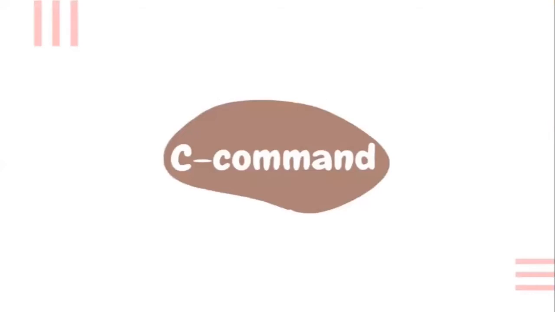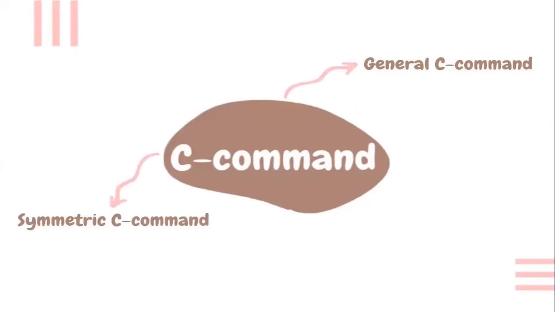C-command has three types. The first one is general C-command, the second one is symmetric C-command, and the last one is asymmetric C-command. Now the question is, what does C-command mean?